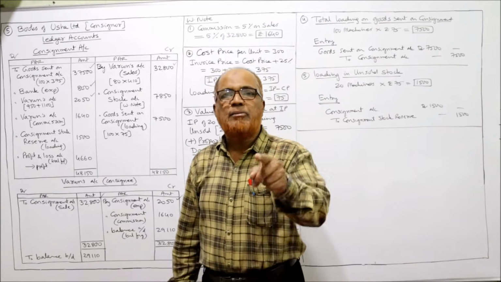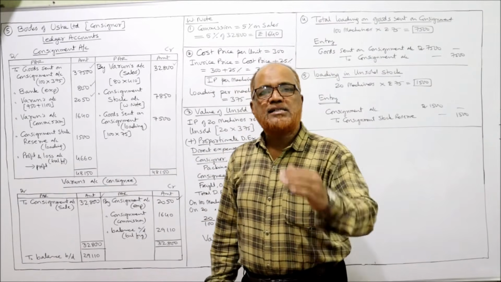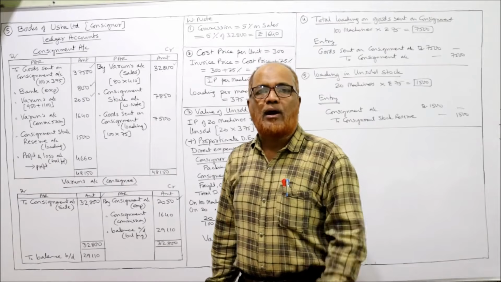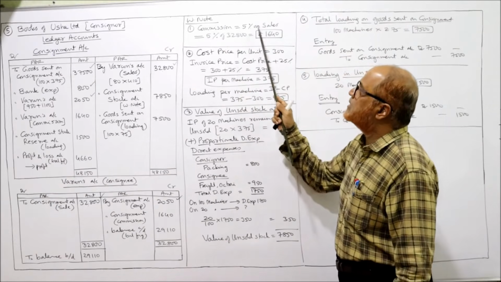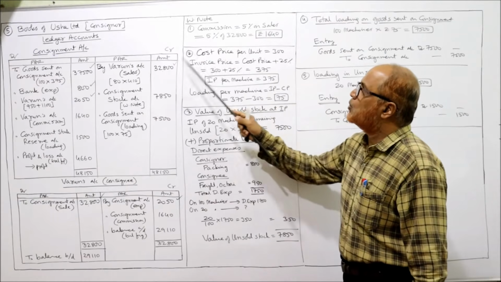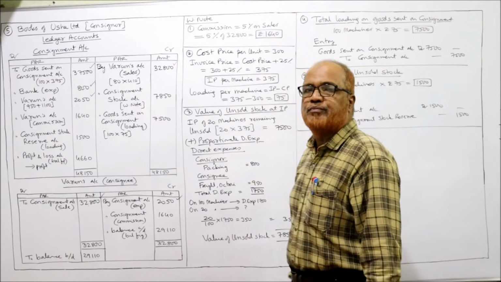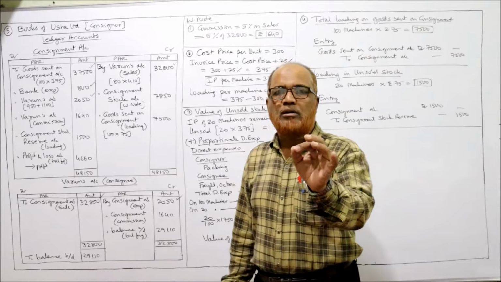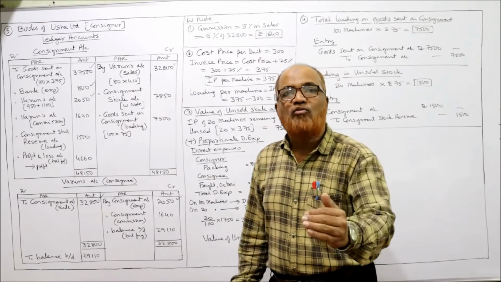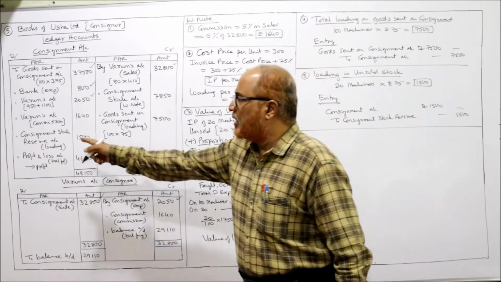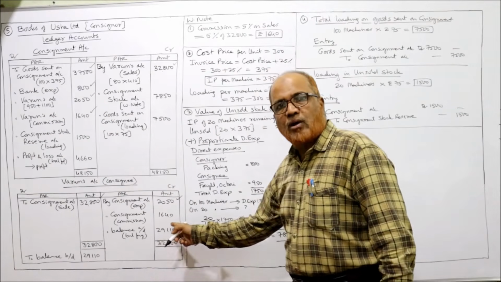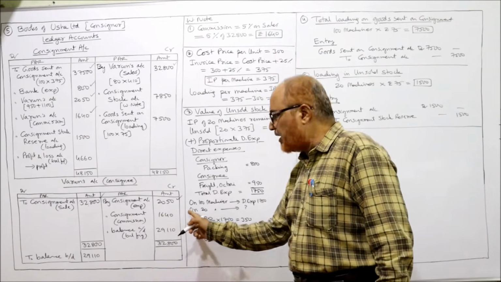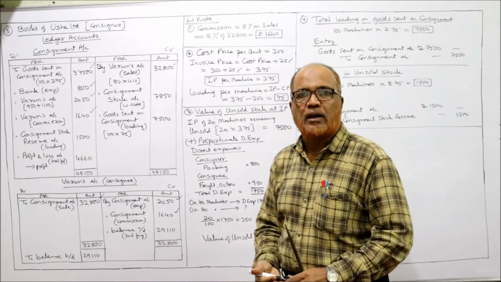Now next is commission. Commission entry is consignment account debit to Varun's account. How much commission? 5% on sales. So here you can see commission 5% on sales. 5% of 32,800 comes to 1640. 1640 is the commission. So consignment account debit side to Varun's account, commission 1640. And Varun's account credit side by consignment 1640 over.